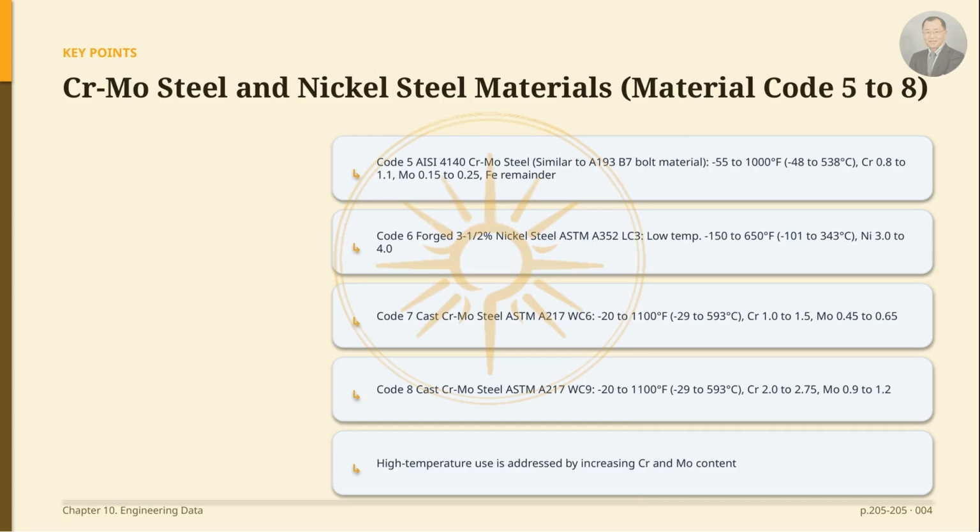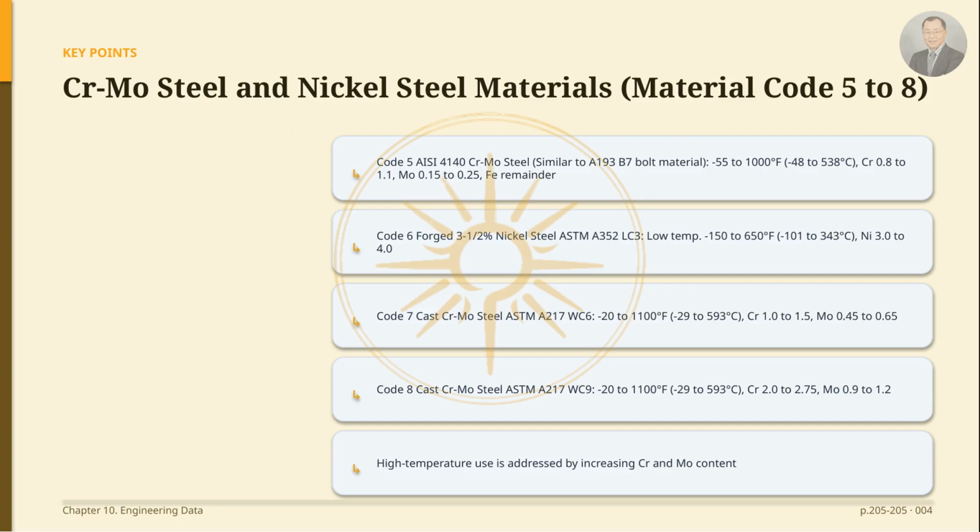Here, I would like to introduce 4 types of chrome-moly and nickel steels. Material Code 5 is AISI 4140 chrome-molybdenum steel, which is similar to ASTM A193 grade B7 bolt material. The operating temperature is -55 degrees Fahrenheit to 1000 degrees Fahrenheit, or -48 degrees Celsius to 538 degrees Celsius, with 0.38% to 0.43% carbon, 0.8% to 1.1% chromium, 0.15% to 0.25% molybdenum, and the remainder is iron.